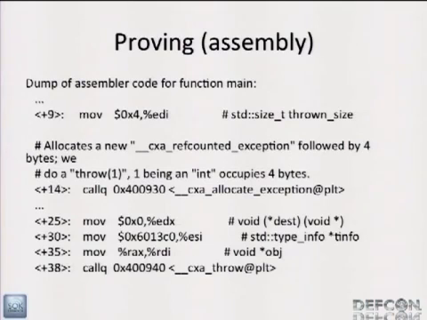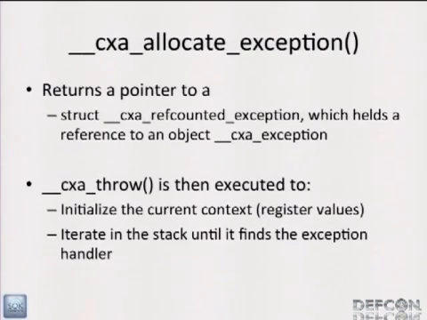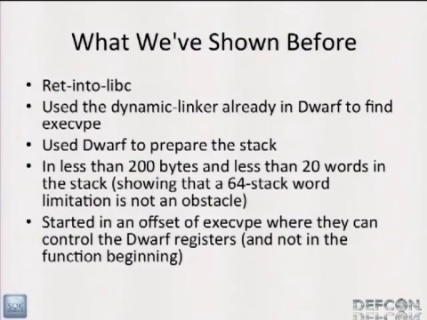So here we see the code for throwing an exception. It's pretty simple, just a couple of function calls. And __cxa_throw is what starts all the magic that then goes and runs the DWARF virtual machine.